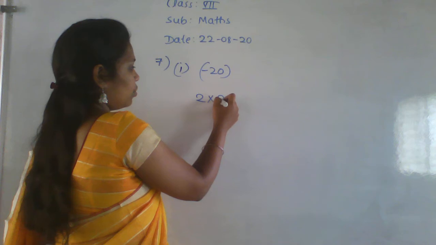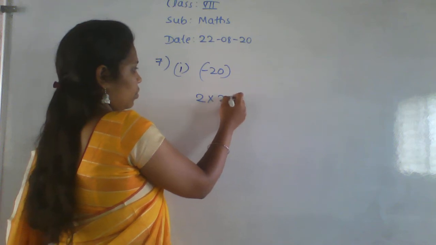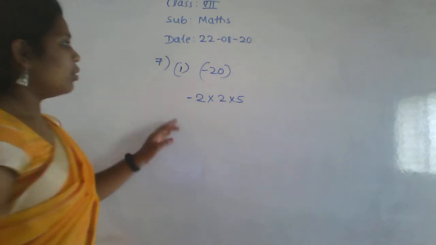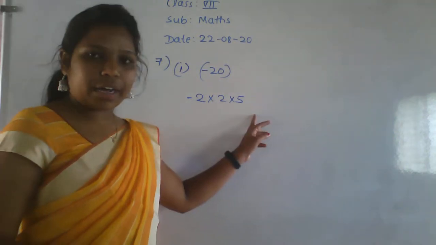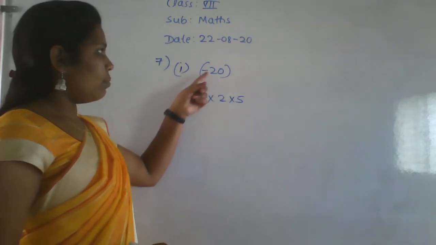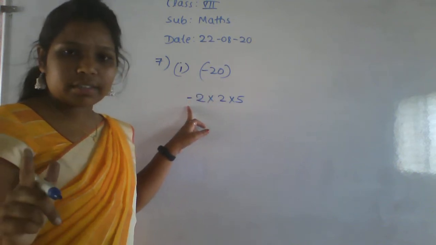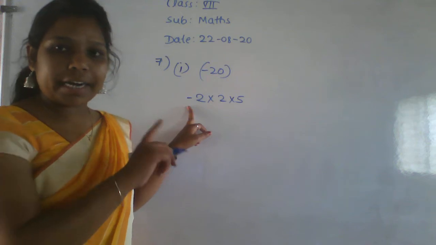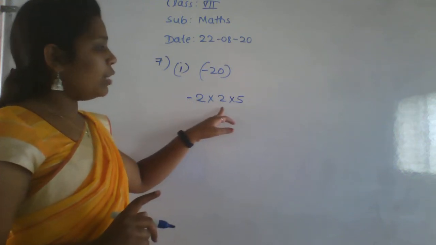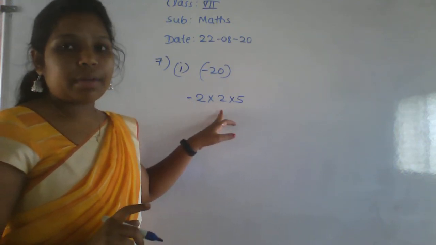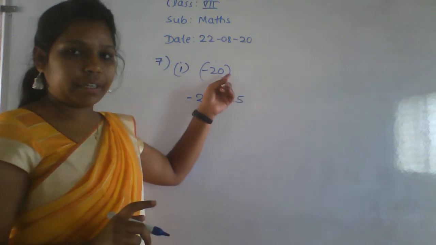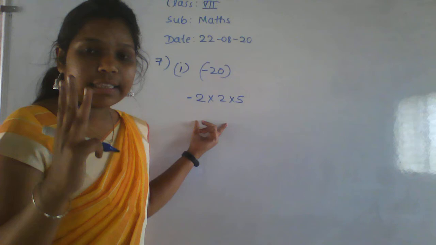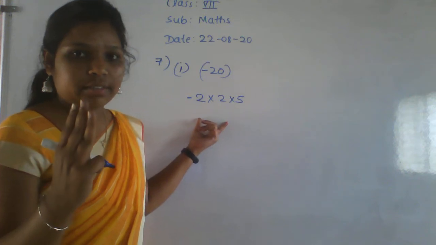2 into 2 is 4, and 4 into 5 is 20. So here the minus sign is there. Take a minus sign for any one number, then the answer will be negative. So minus 2 into minus 2 is minus 4, and minus 4 into 5 is minus 20. So we expressed the given number as a product of three factors.